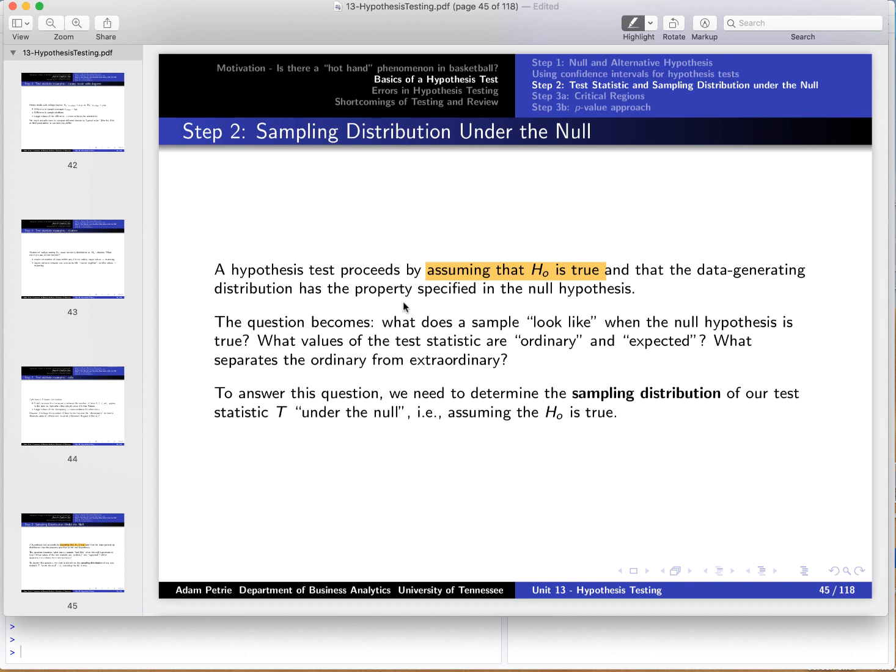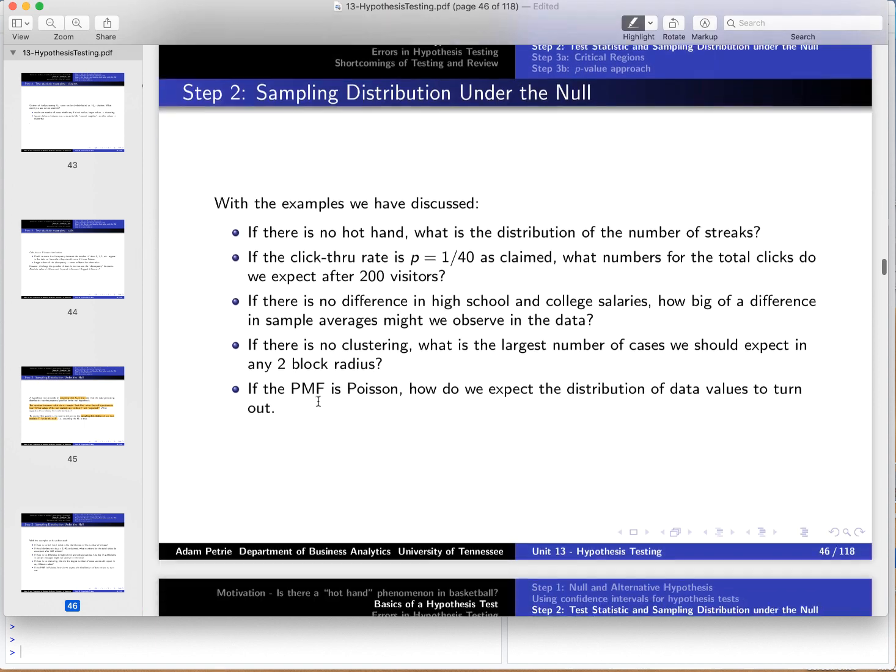So if we assume that the null hypothesis is true, the question becomes, okay, well, what does a sample look like? What values of the test statistic do we expect to see when the null hypothesis is true? What values of the test statistic are going to separate the ordinary, kind of the world as described by the null hypothesis, versus the extraordinary, the world described by that alternative hypothesis here? So what we need to do next is figure out what is the sampling distribution of our test statistic under the null. This expression under the null means assuming the null hypothesis is true, we need to figure out what samples look like, what values of the test statistic we expect when that null hypothesis is true here.